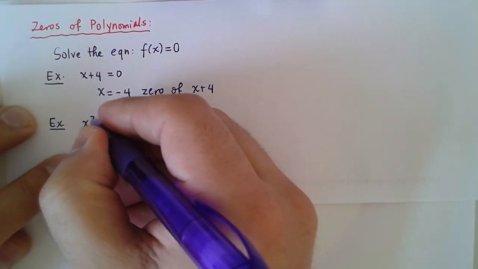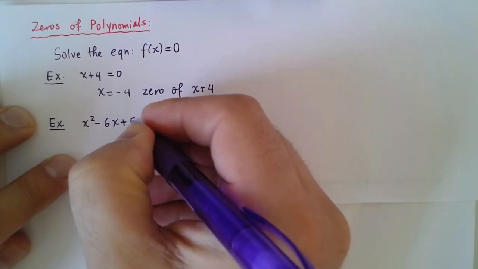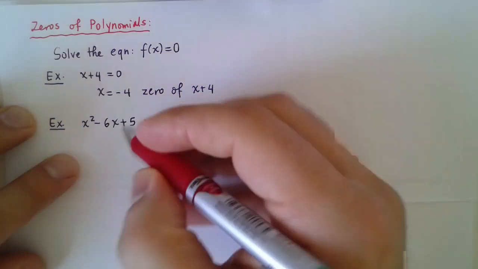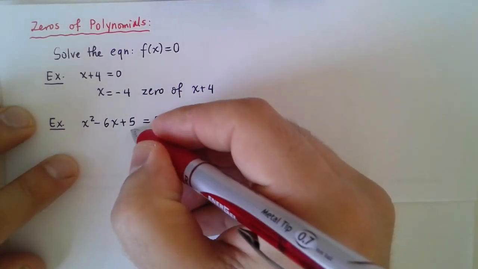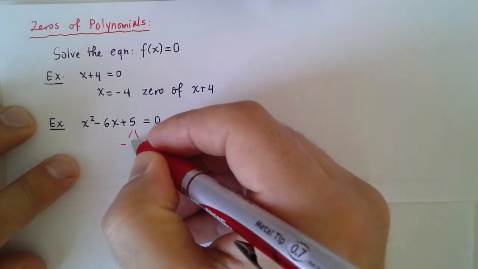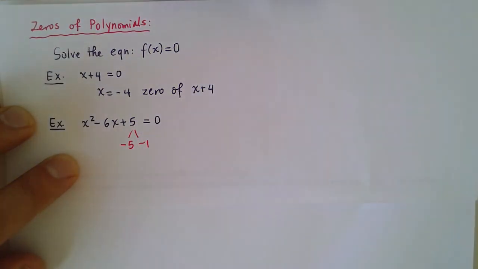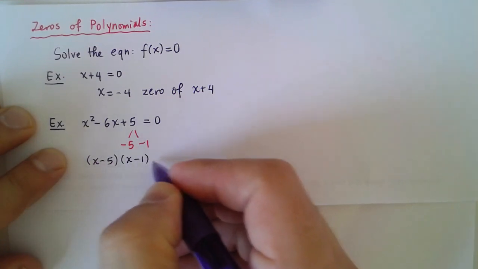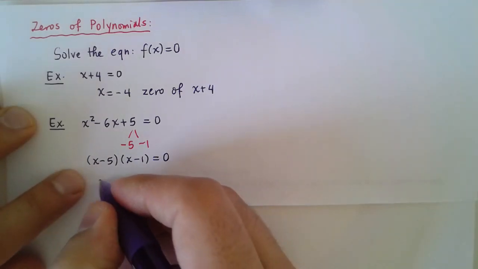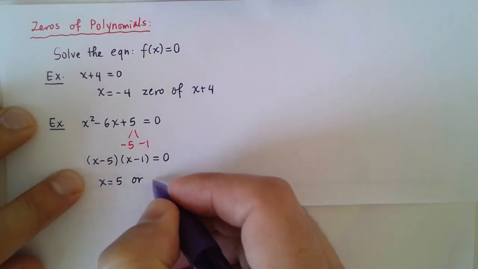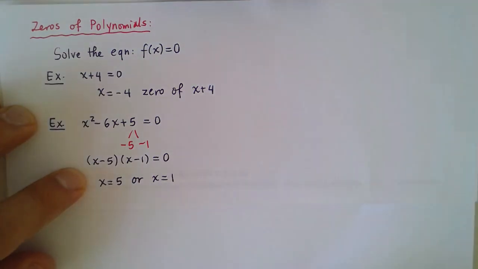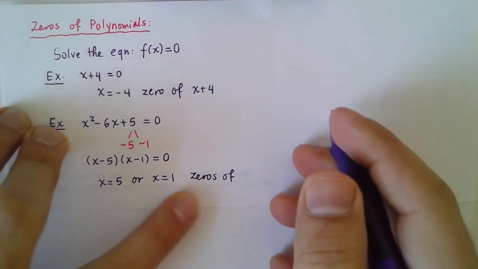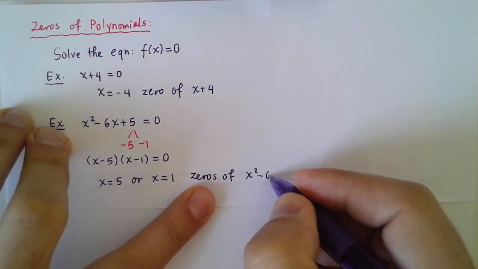Let me just write one. x squared minus 6x plus 5. Set that equal to 0. You can factor this polynomial. You look for two factors of 5 whose sum is -6. Those are -5 and -1. So we have x minus 5 times x minus 1 equals 0. So we have x equals 5 or x equals 1. These two are the zeros of the function x squared minus 6x plus 5.